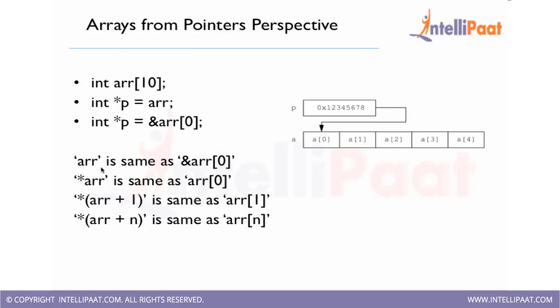So what does *arr mean? Value at address arr. So this is value at address arr plus 0, which is equal to arr[0]. Similarly, value at address arr plus 1 equals arr[1]. In general, value at address arr plus n equals the nth element of the array. So this is how we reference any element of an array from pointers.